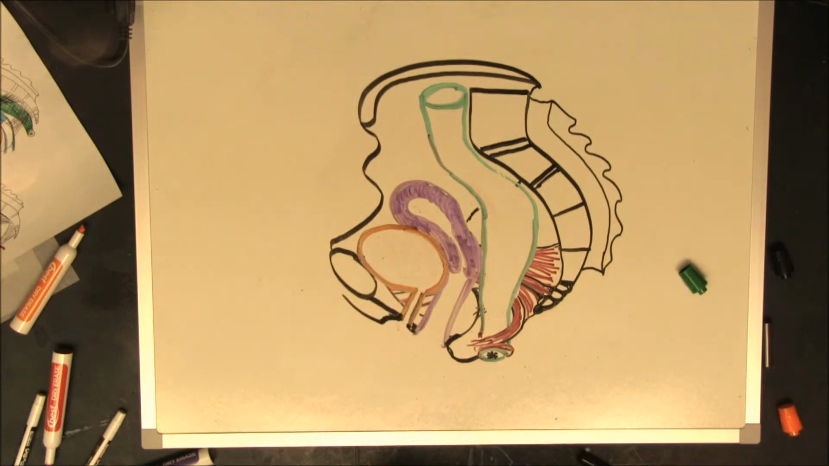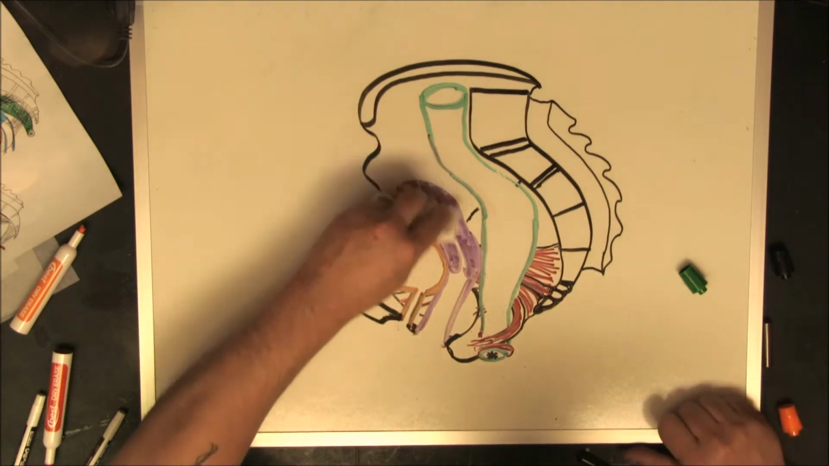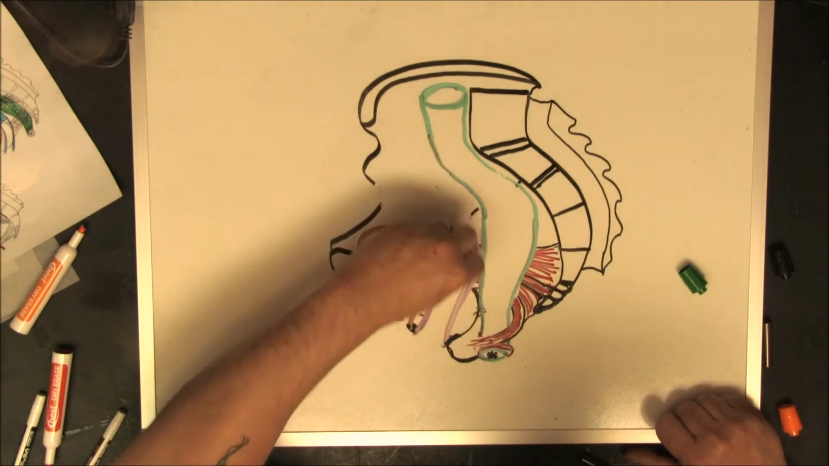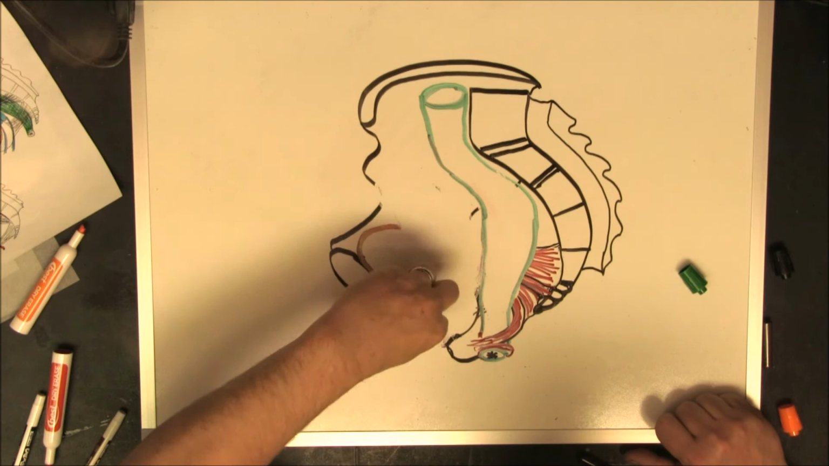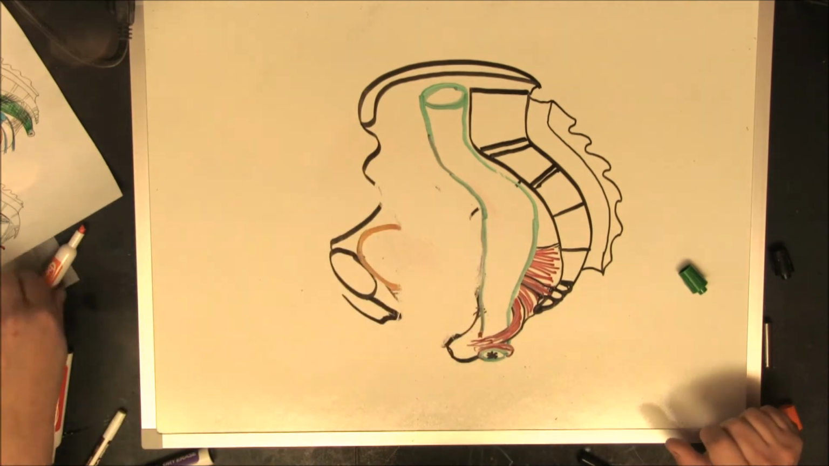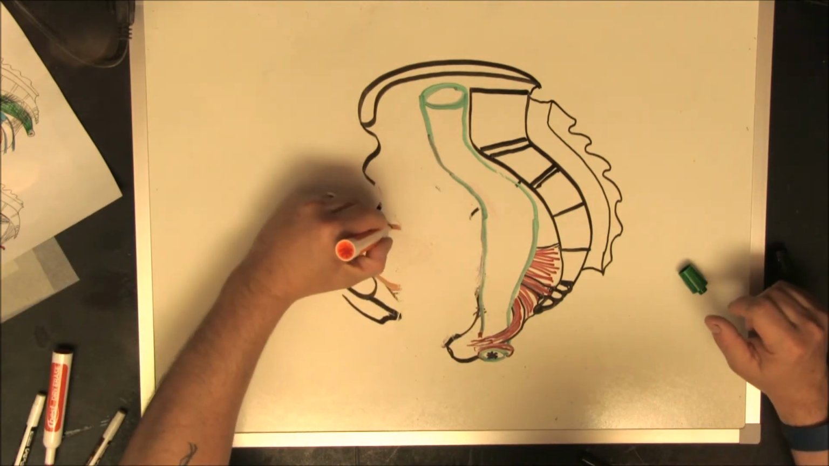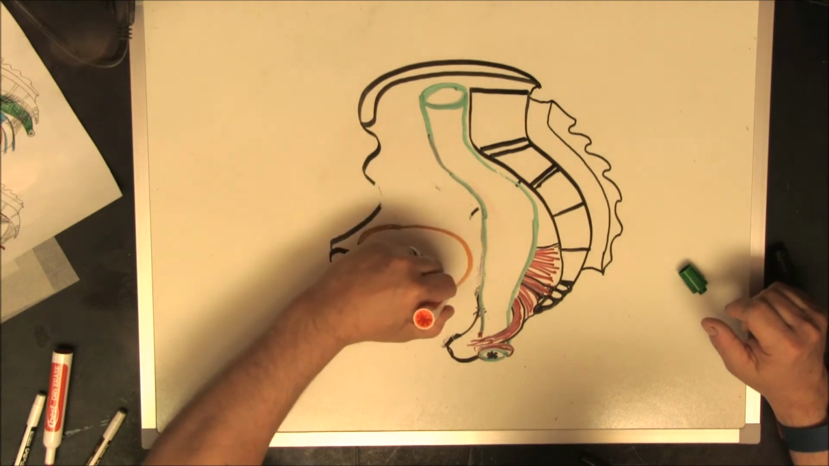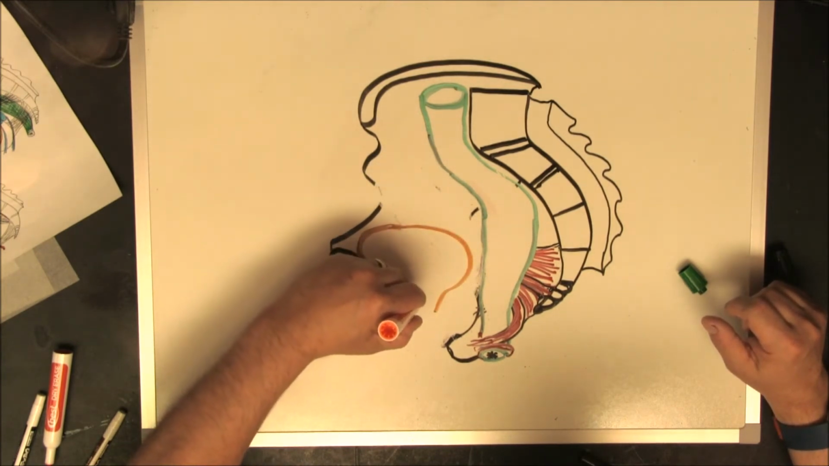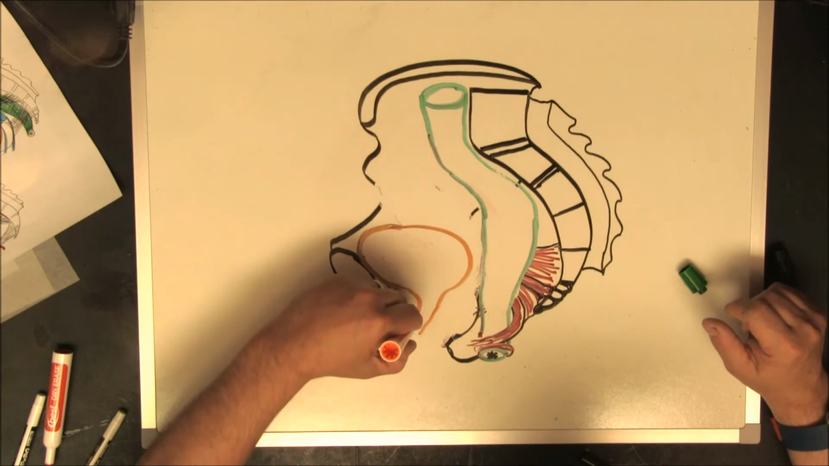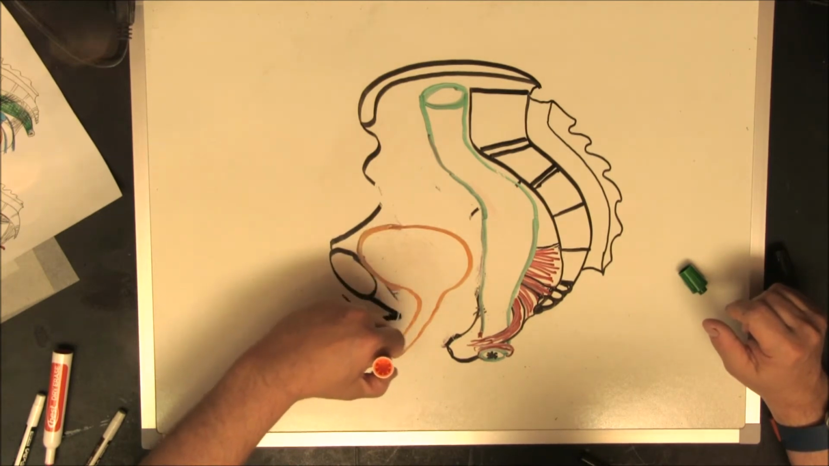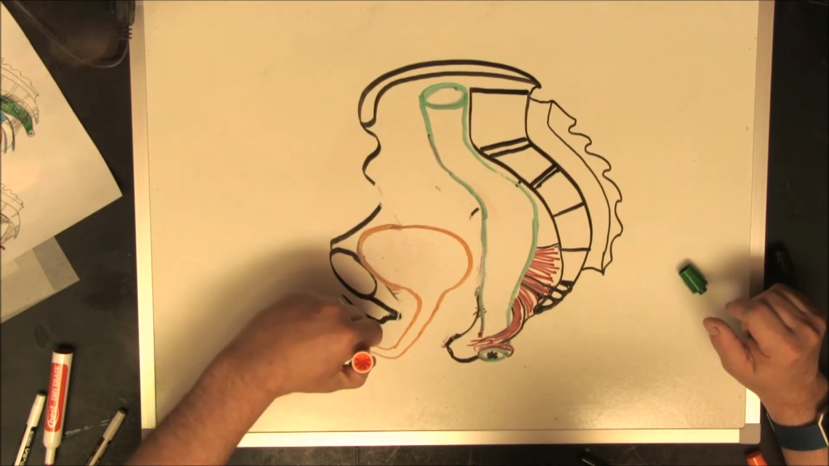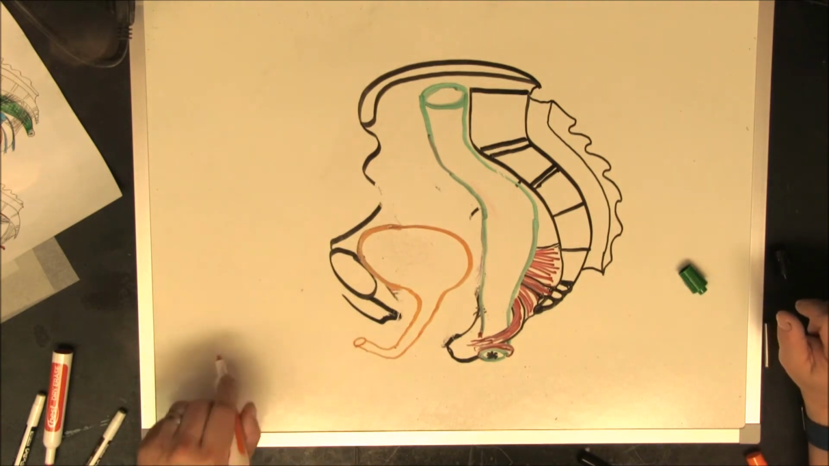If we have a male, we don't have the vagina and uterus. Instead, we have a different set of internal genitalia. Now the bladder is still present, so we'll keep the bladder. It's right there. The urethra is going to come down, enter the corpus spongiosum of the penis, and then head outward through the penis. It's going to extend that way.